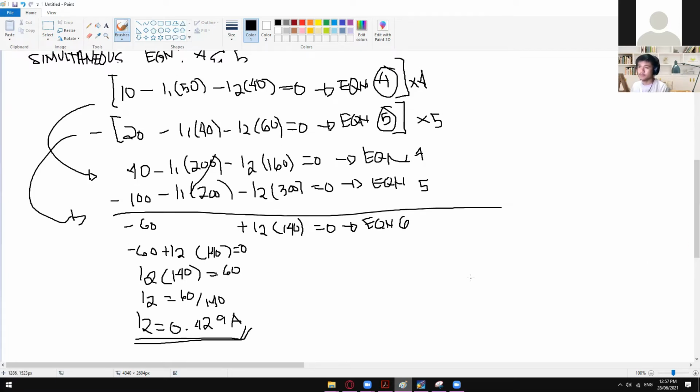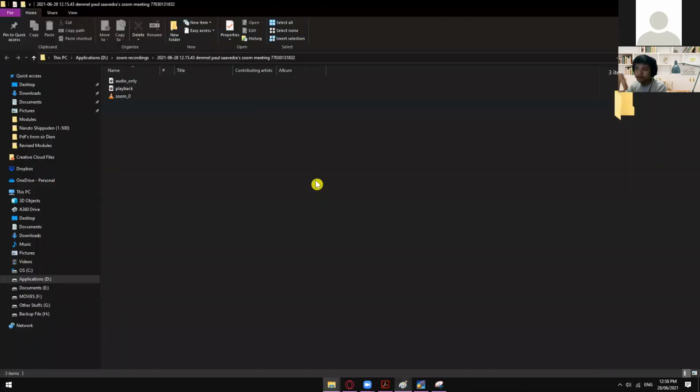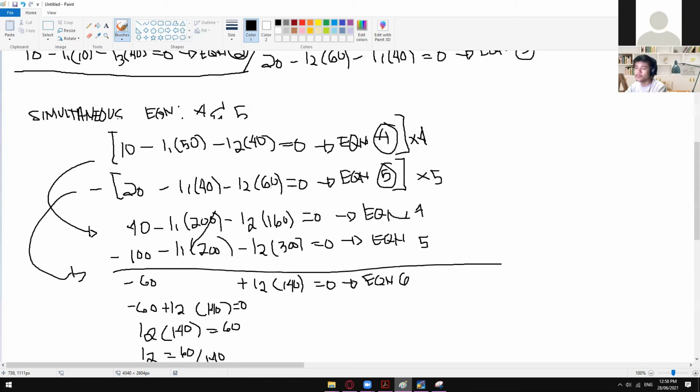So were you guys able to get this one? And how did we get the value of I2? Yes, sir. Okay, great. So we now have the I2. So we can now also eliminate the I2 right here for us to be able to get the value of I1. So how do we do that one? We can do the same method. So we have to make this one equal to this one. So to do that, we have to multiply the equation number 4 by 3 and then equation number 5 by 2. So 2 times 6 is 120 and then 3 times 4 is 120.